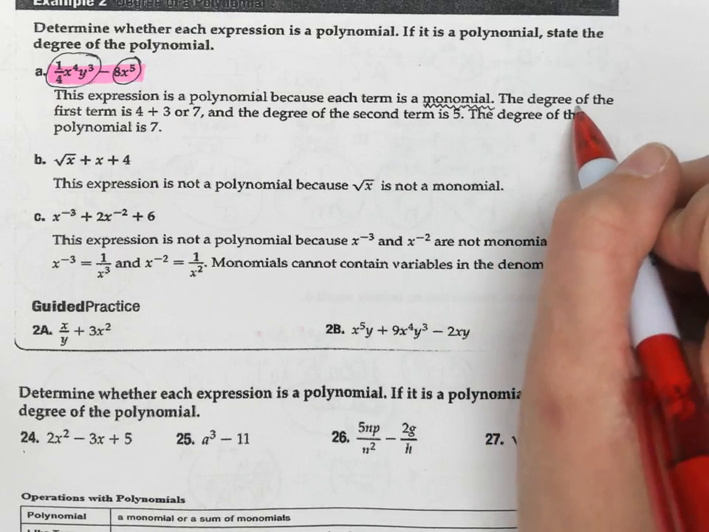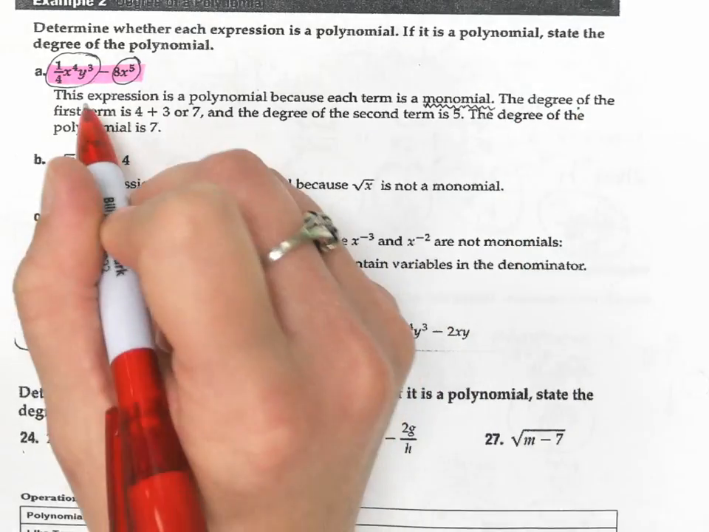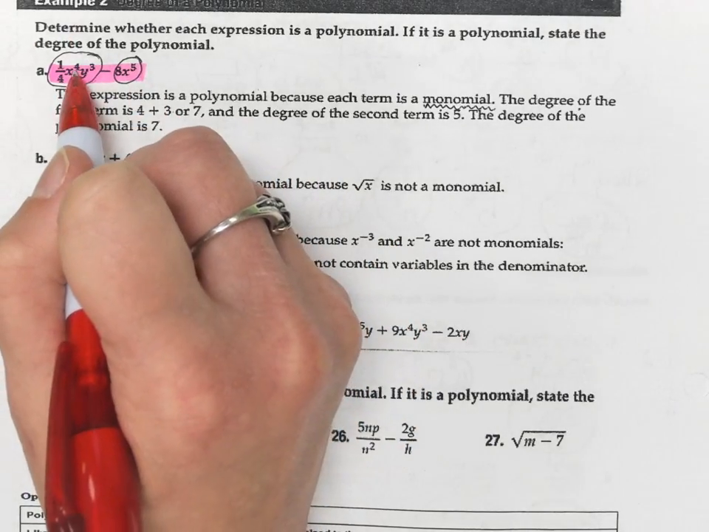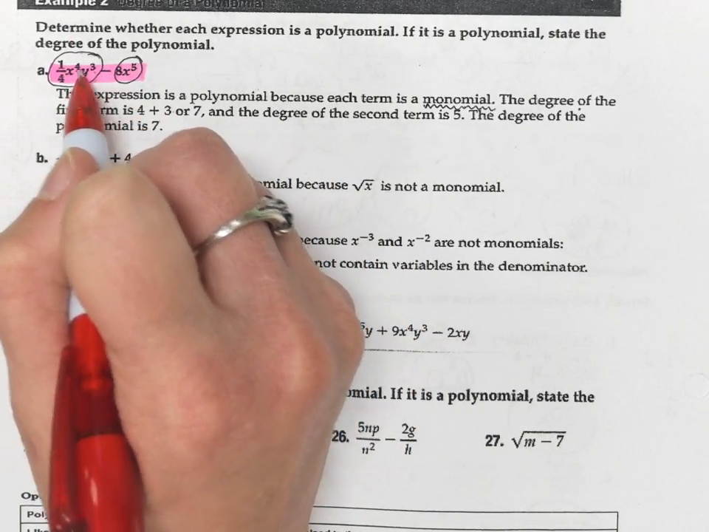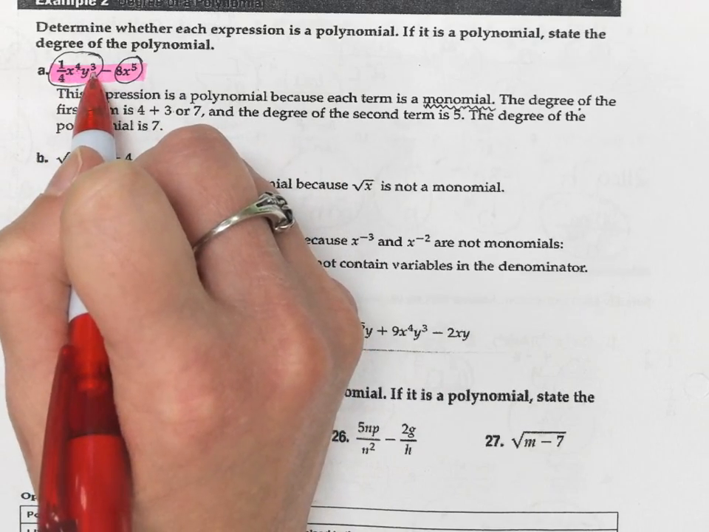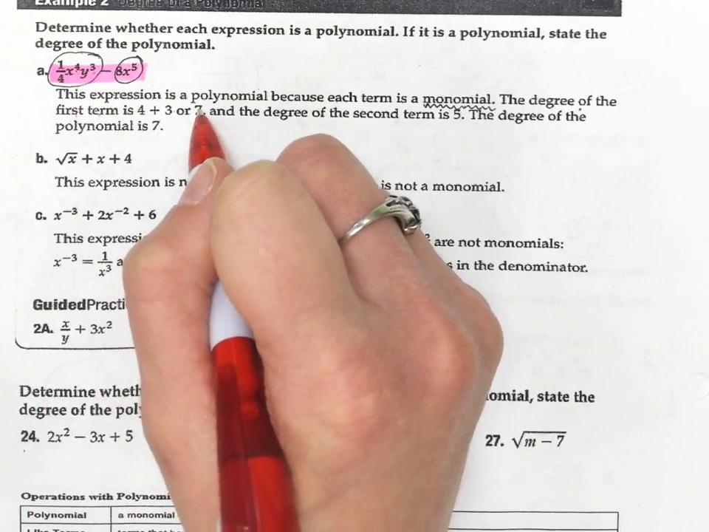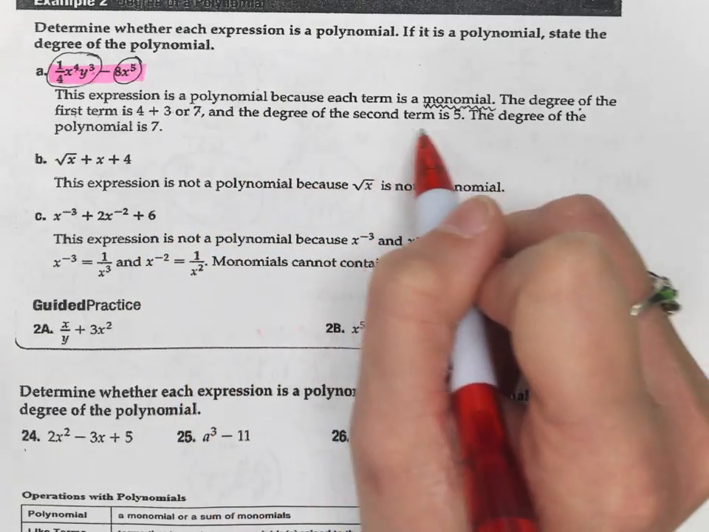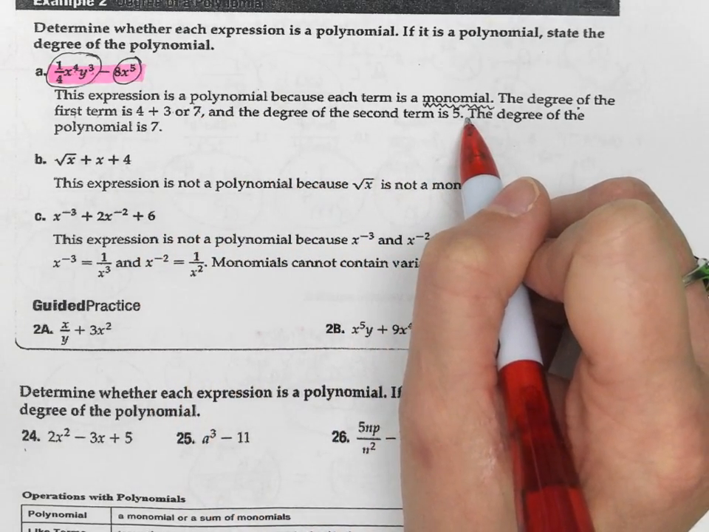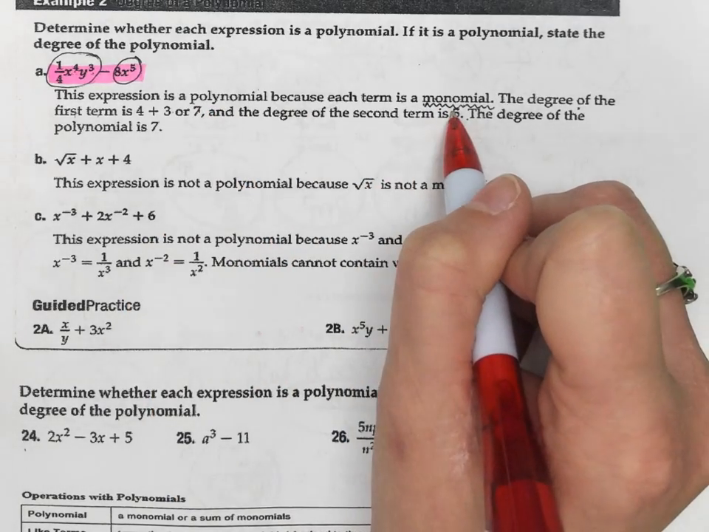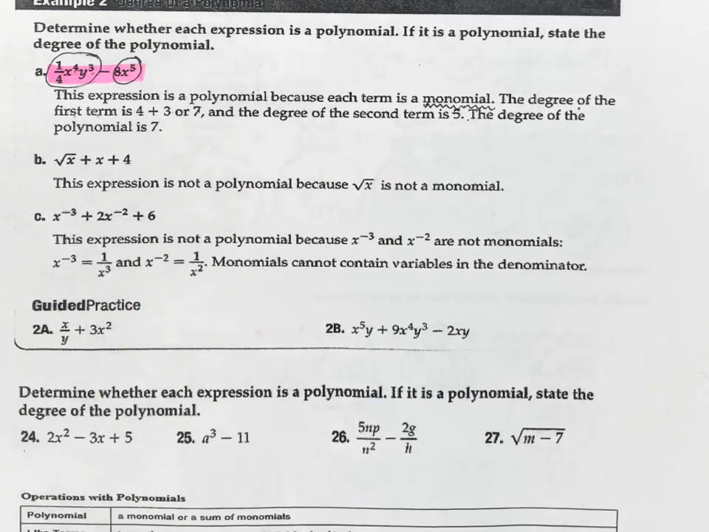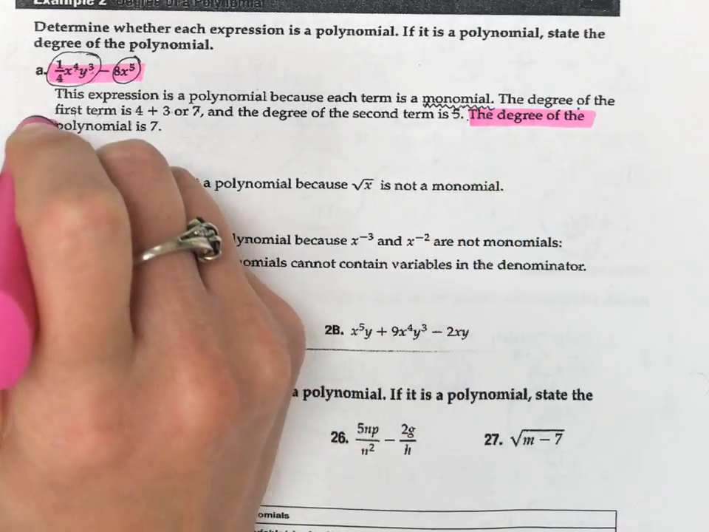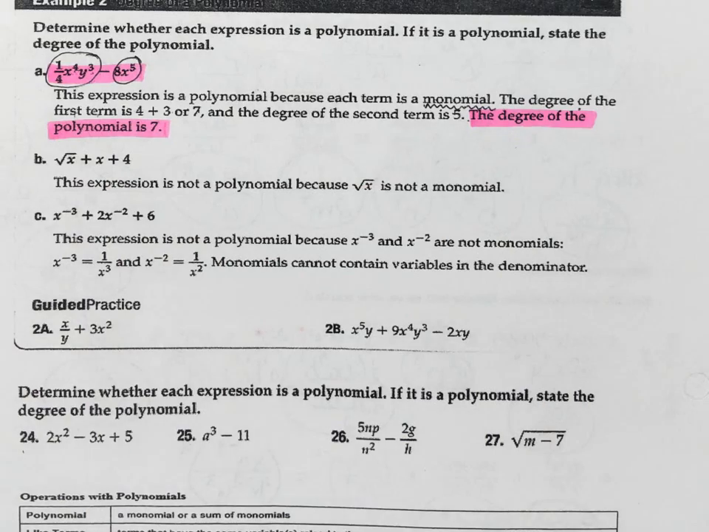So how do I find the degree? The degree of the first term is 4 plus 3. Where did I get the 4 plus 3? Remember I told you it was the exponents. 4 plus 3 is 7. The degree of the second term is 5. So which one's bigger, the 7 or the 5? So we say that the degree, I'll highlight this so you can see it, the degree of the whole thing is 7.